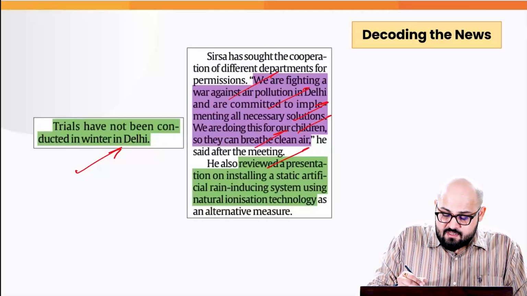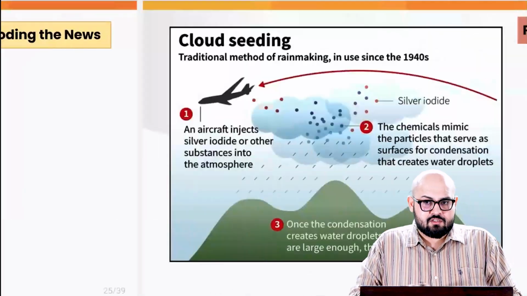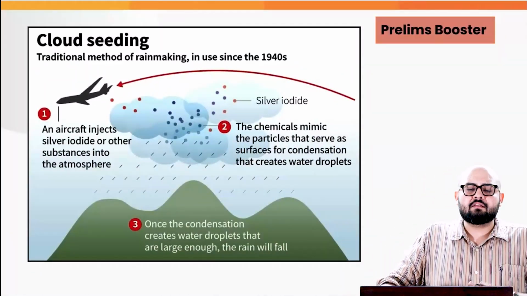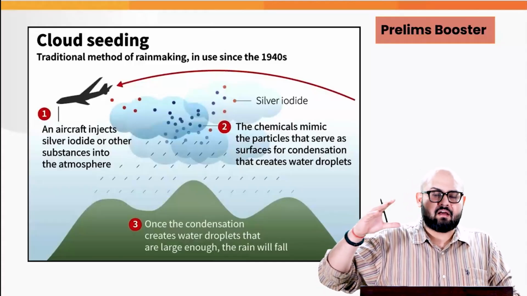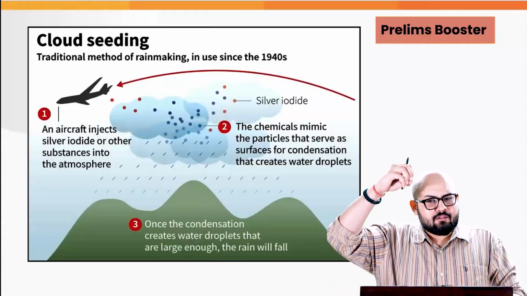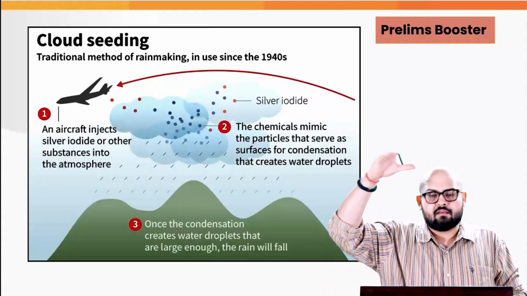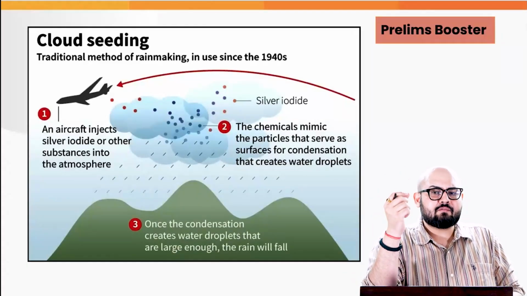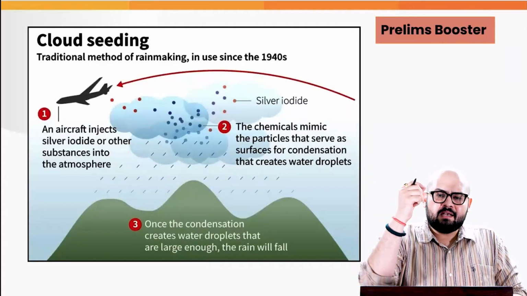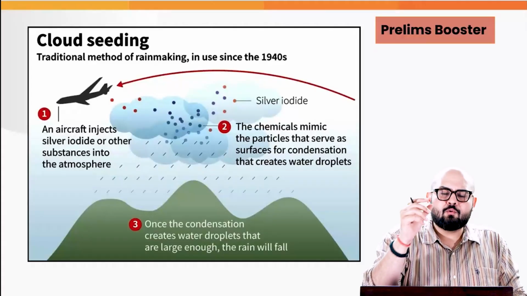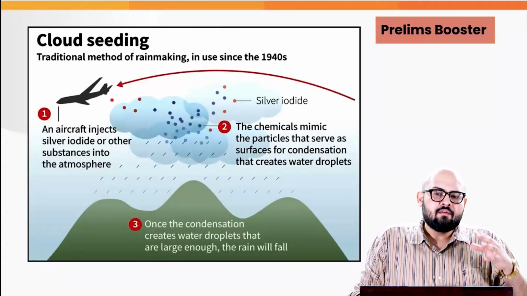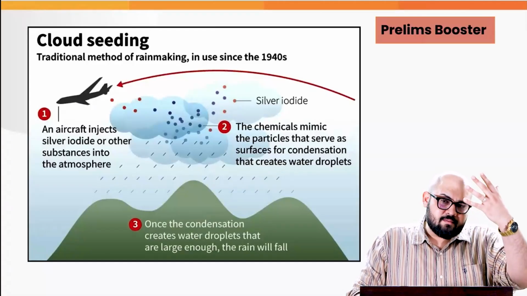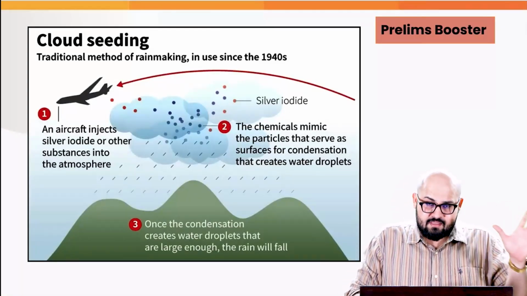He also reviewed the presentations on installing the static artificial rain inducing system using natural ionization technology. We'll also talk about that. Now, what happens in cloud seeding is that you have a particular aircraft which is flying and sprays salts into the air. It can be dry ice, it can be silver iodide. Once the salt is sprayed, it forms the nuclei over which you have the formation of water droplets. Then it results in condensation and ultimately you have the rains. That is basically the mechanism.